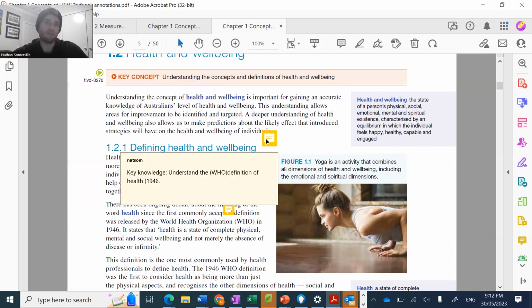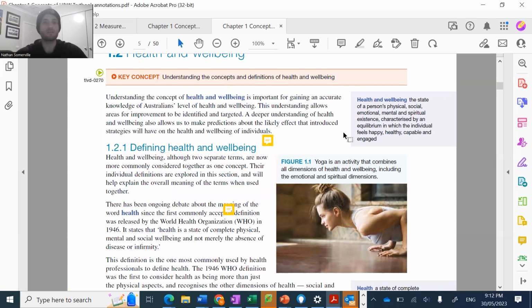So the first thing that we're going to go over, which is really simple and something you need to understand, is the WHO definition of health from 1946. The WHO definition of health that we're referring to, that's from 1946, states that health is a state of complete physical, mental, and social well-being, and not merely the absence of disease and infirmity. You do need to know this definition.